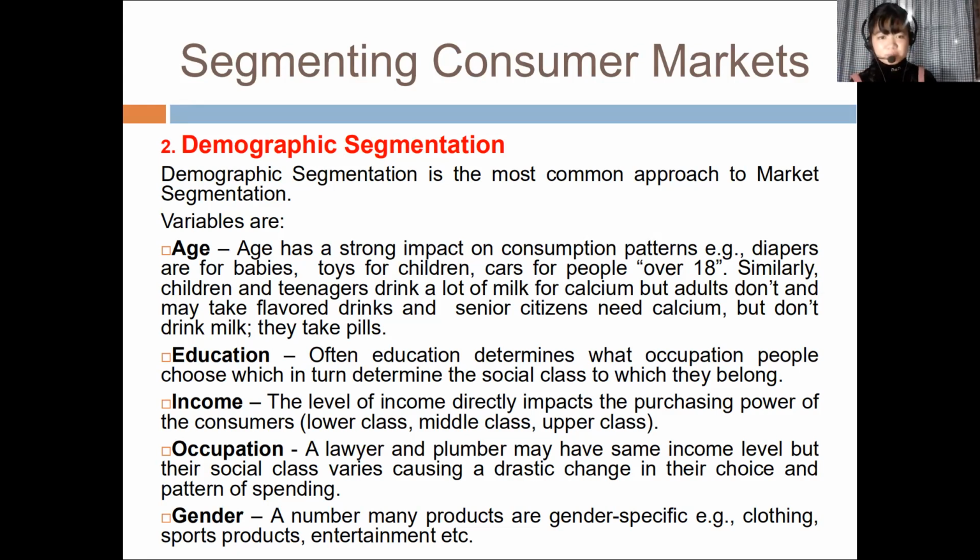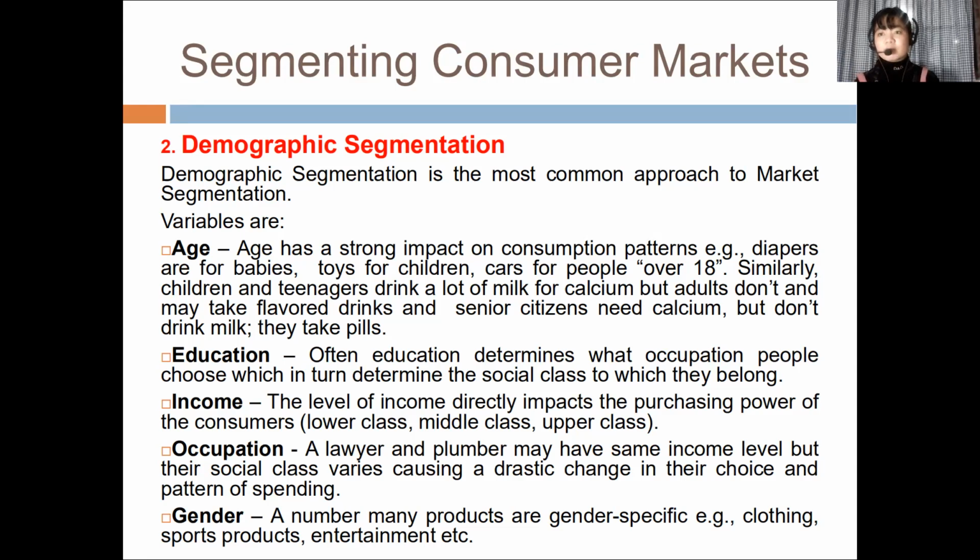You also have education. Oftentimes education determines what occupation people choose, which in turn determines the social classes to which they belong. You also have income. The level of income directly impacts the purchasing power of the consumers. For example, you have stores like JT, Unitop, Novo, right? They are geared towards budget-friendly products. Their target market is people looking for budget-friendly products, usually in the middle and lower class, who with even a little money can buy household items, ready to wear, or shoes because they're cheap.